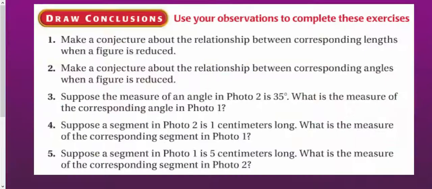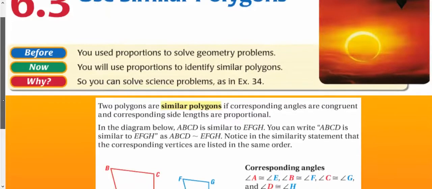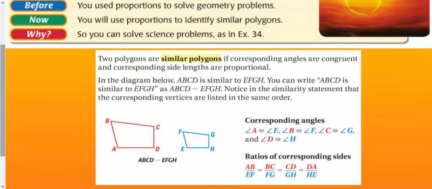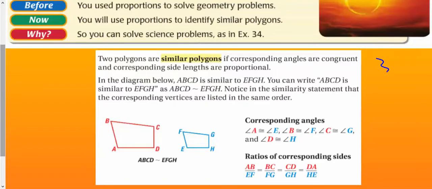I'm going to talk about similar polygons in section 6.3. So two polygons are going to be similar if they have corresponding angles being congruent and corresponding side lengths being proportional. And that's different than congruent polygons, because congruent polygons had corresponding angles being congruent and corresponding side lengths being congruent. This is very, very important. This one right here, the side lengths are going to be proportional.